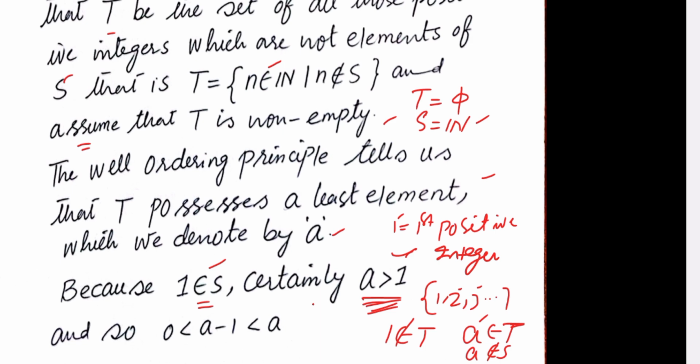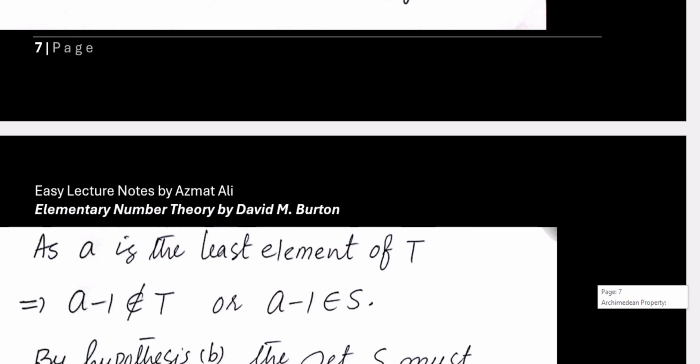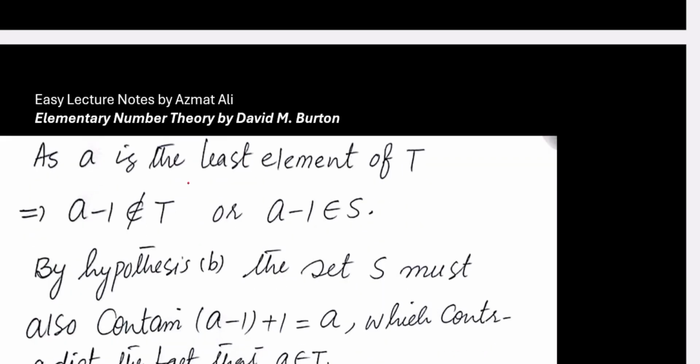From A greater than 1, can I write A minus 1 is greater than 0, or 0 is less than A minus 1? A minus 1 is clearly less than A. As A is the least element of T and A minus 1 is smaller than A, this shows that A minus 1 cannot belong to T, because A is the least element of T by our assumption. It means A minus 1 cannot belong to T. This implies A minus 1 belongs to S.